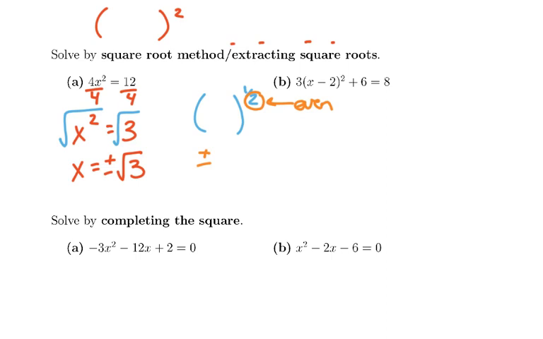You could also think of it like a puzzle. What number squared equals 3? That's why you get the positive and negative value, because positive times positive is positive, and negative times negative is positive. See if you can try the first step for part B, which is to isolate the quantity squared.